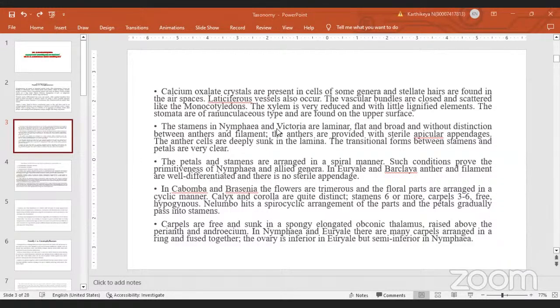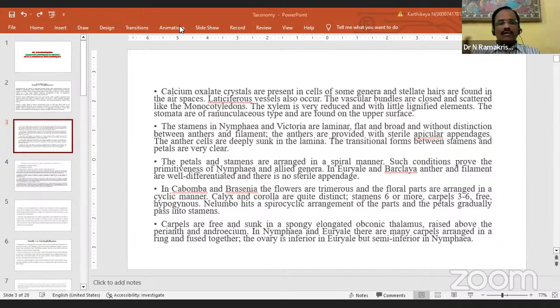The stamens of Nymphaea. So what type of shapes are we looking at between anther and filament? So there is no one special type of sections there. Anther cells are very deeply sunken lamina. The transitional forms between stamens and petals are very clear. So this is the stamen structure of the Nymphaeaceae family. The carpels are very free. When you are looking at the Nymphaeaceae family, the carpels are free and sunk in a spongy elongated thalamus. Okay, the thalamus arises above the perianth and androecium. Okay, so these are all the Nymphaeaceae families.